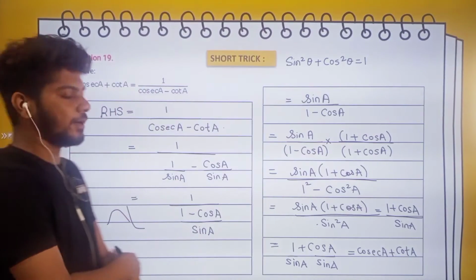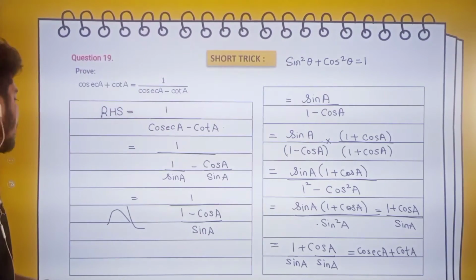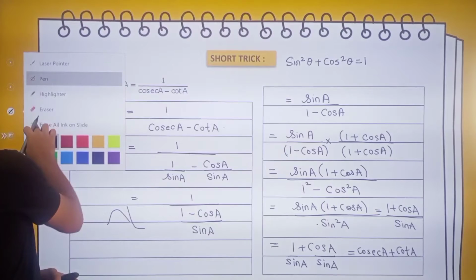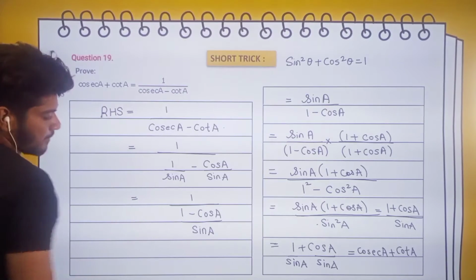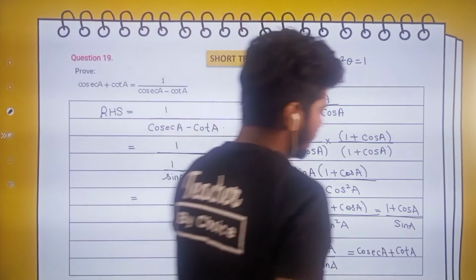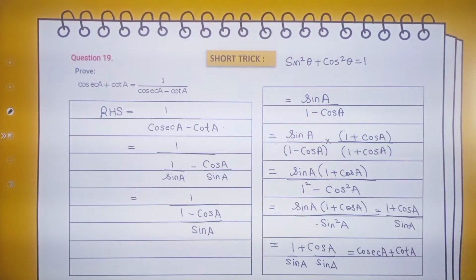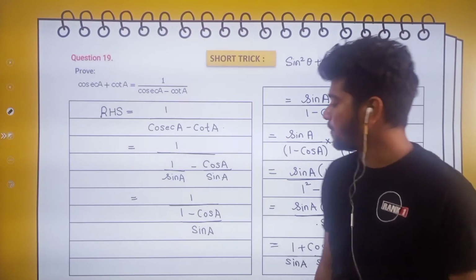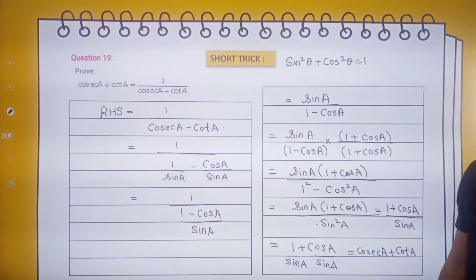I will give you 1 minute to take the screenshot. Take the screenshot and then we can proceed with the next sum. Everyone take the screenshot of the sum. I hope you have taken the screenshot. Now we can start with the next sum. You can pause the video and then check the sum. Then we can proceed to the next sum.